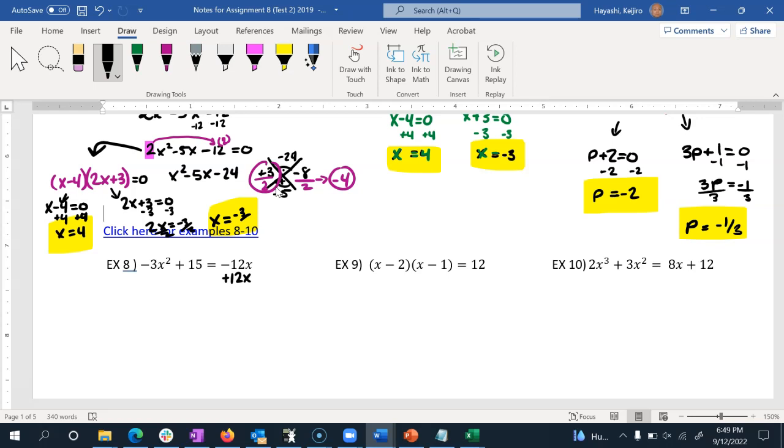Because I'm moving this x term, where should I probably put it in the order of terms? Should I put it like right here? Right here, right? In between the x squared and the constant term.